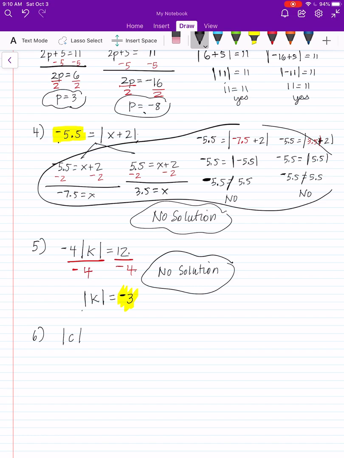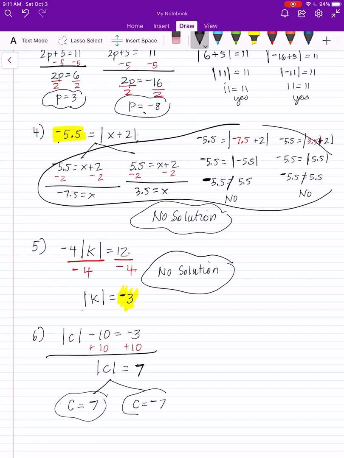Absolute value of C minus 10 equals negative 3. Now you're thinking, oh, it's going to be no solution. I haven't isolated, so I have to isolate first. So I'm going to add 10 to both sides. Isolate first. And that leaves you the absolute value of C equals what's negative 3 plus 10. Negative 3 plus 10 is 7. Oh boy, guess what? It's positive now. So I need to split it up. So that would be C equals 7 and C equals negative 7. Okay, so you take it and set it equal to the positive and to the negative, and you're done.